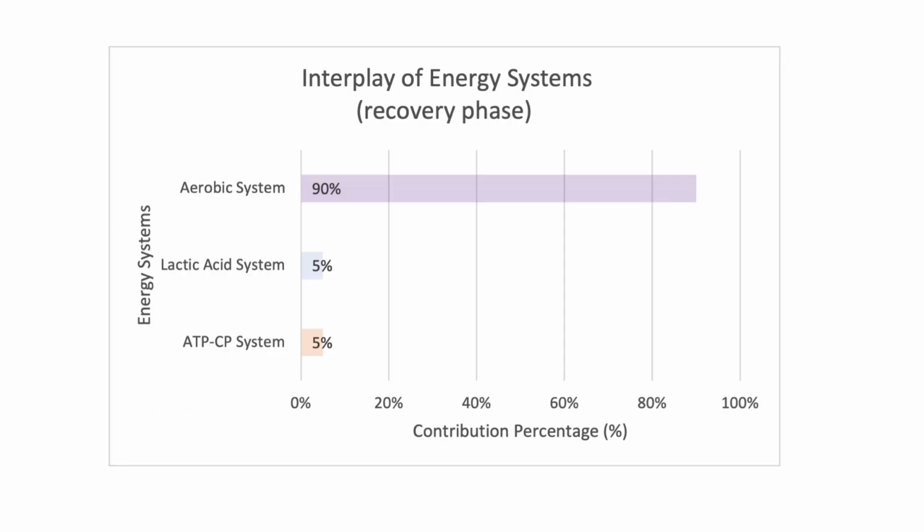As Francis leaves the field, the aerobic energy system is the most prevalent energy system in recovery, accounting for 90%, with the ATP, CP, and lactic acid systems contributing 5% each. This is a stage during which the body, specifically the lactacid component, works hard to repay the oxygen debt by increasing oxygen consumption.